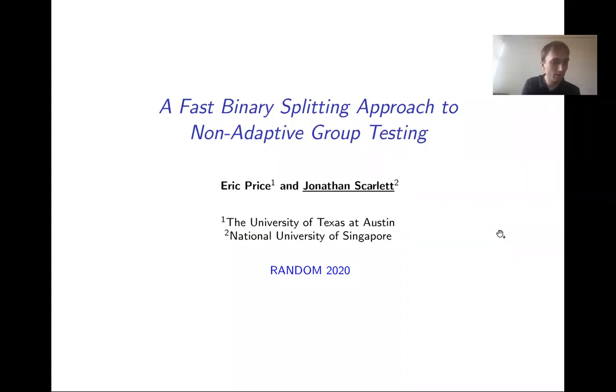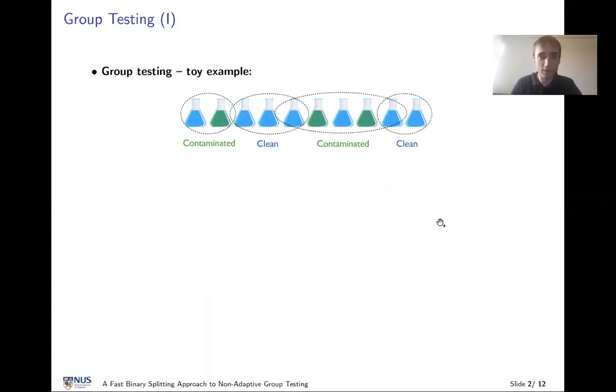Okay, hi everyone. This paper is called A Fast Binary Splitting Approach to Non-Adaptive Group Testing, and it's a joint work with Eric Price. So let me start with a toy example illustrating what group testing is.